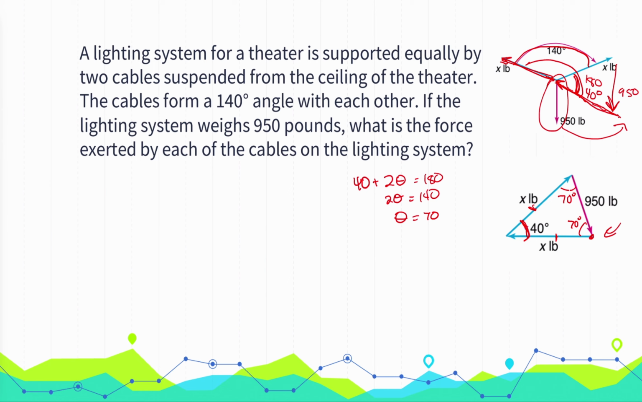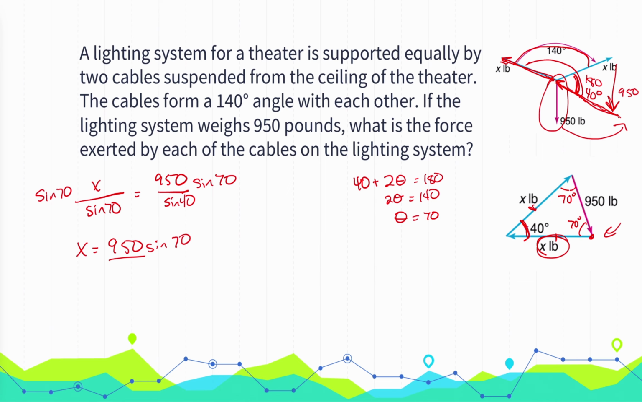So we are trying to solve for x. So x over sine 70 equals 950 over sine 40. Multiply both sides by sine 70. So we get that x is 950 sine 70 over sine 40. And if you put all of that into your calculator, you're going to get 1,389 pounds.